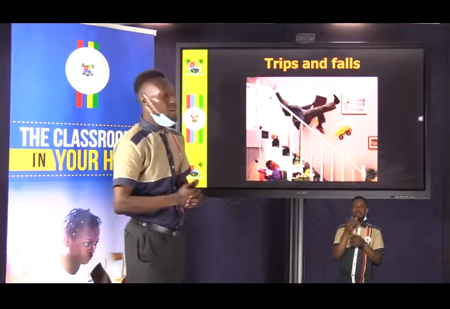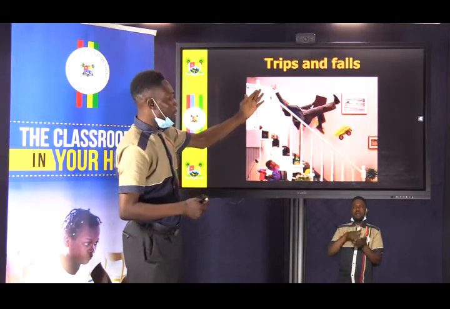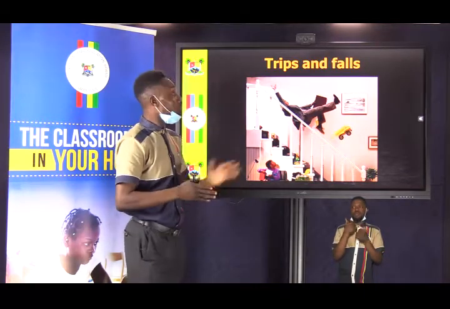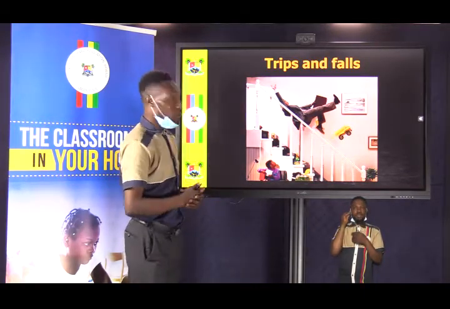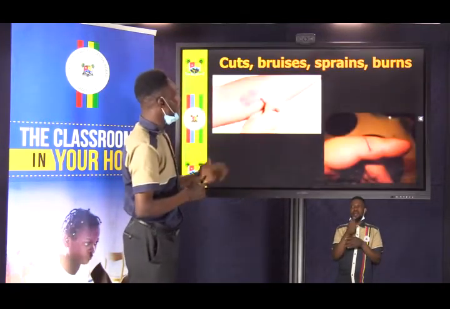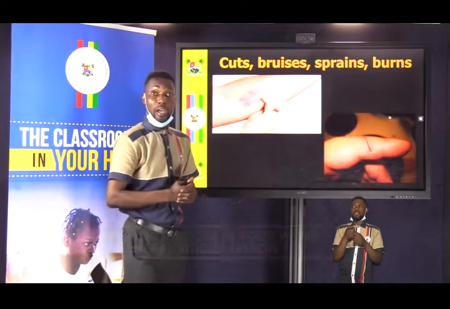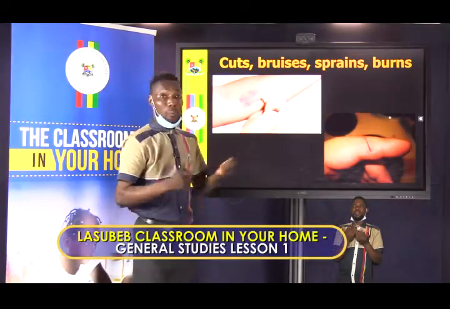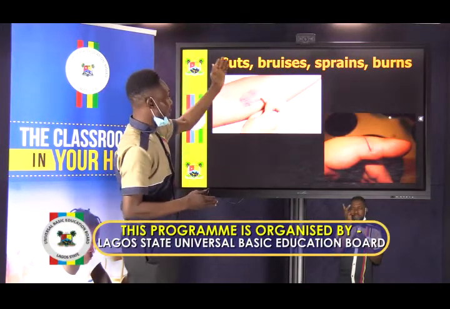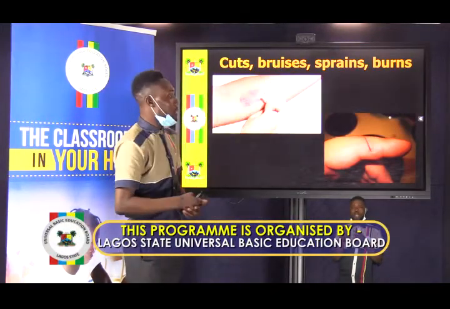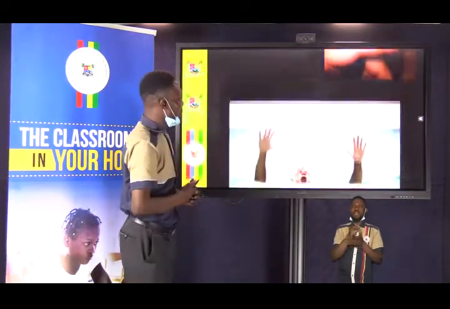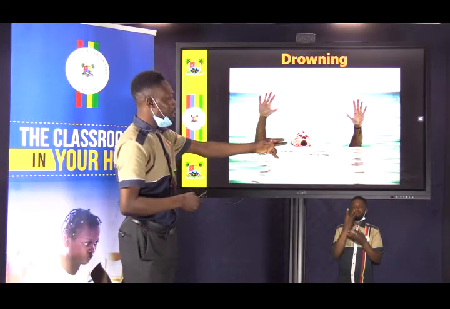The first one, trips and falls. Say this young man on the staircase. I know some of you had experienced that kind of accident before, mistakenly. That's trips and falls. Next one is cuts, bruises, sprains, burns, maybe through sharp object or through fire or carelessness. We could have experiences of cuts, bruises, sprains, burns in our body. That's another common accident. Moving on to the next one, drowning. You can see this man.